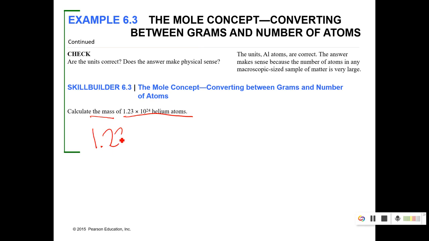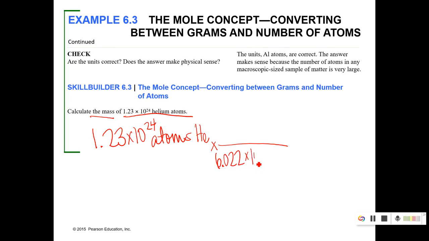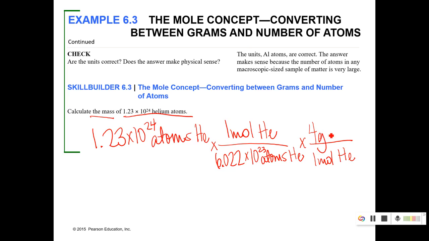Okay, if we're going the other way, it gives us helium atoms. It wants mass. So I do 1.23 times 10 to the 24 atoms of helium. So Avogadro's number goes down here because I'm trying to get rid of atoms. All right, and helium is 4.0, so I'm just going to write 4 grams of helium. Okay, again, atoms cancel, moles cancel.